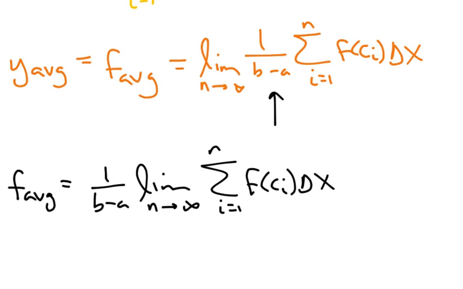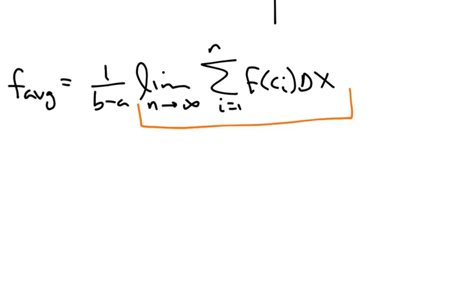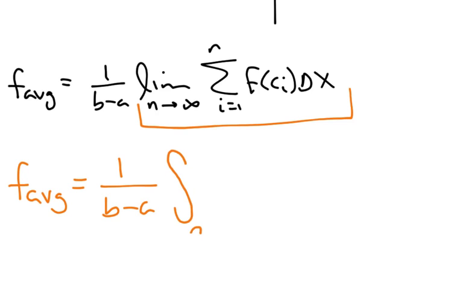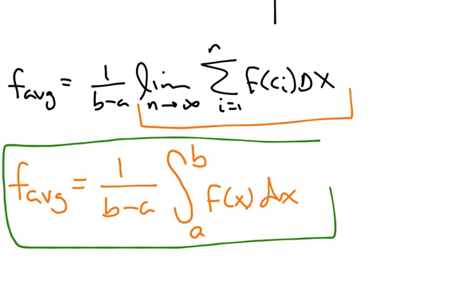Now, this limit right over here should look familiar. Provided f is continuous, that limit exists. We say the function is integrable, and so f average can be written as an integral. What would the integral be? Well, this 1 over b minus a doesn't go anywhere. The integral is going to replace just the limit portion. And so we're going to get 1 over b minus a times the integral from a to b of f of x dx. And this is what you're going to want to memorize as your average value integral.